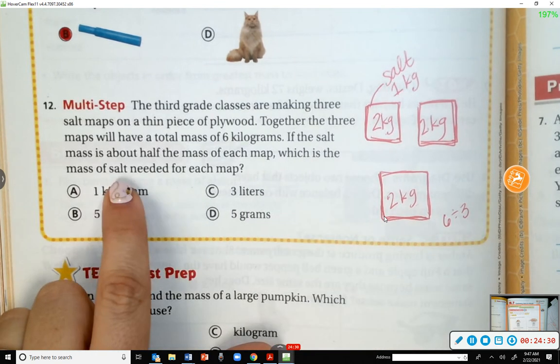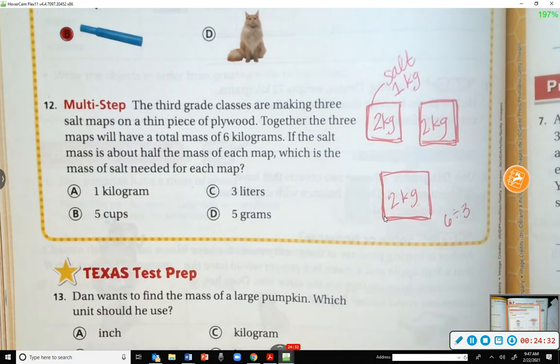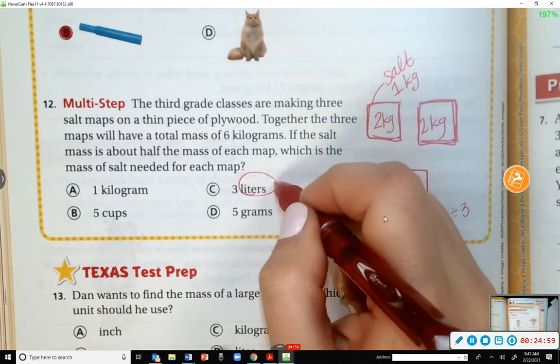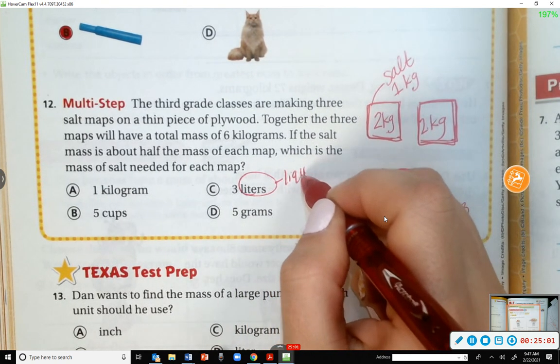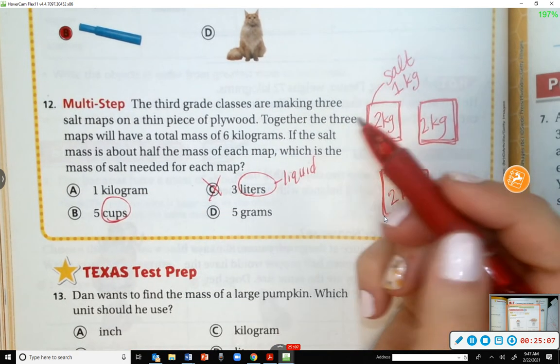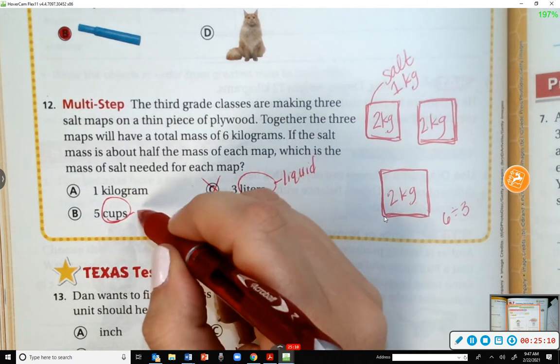Which is the mass of salt needed for each map? 1 kilogram, 5 cups, 3 liters, 5 grams. Well, which 2 really are obvious and don't make sense at all because they're not even using mass? Kelsey? C, because liters is a liquid. Good. Liters is for liquid. And there's nothing talking about liquid. And cups, no, because cups, they're just measuring things. Cups is usually liquid too.